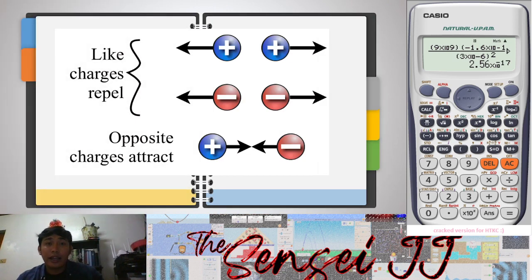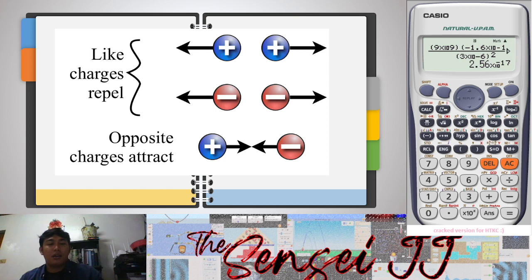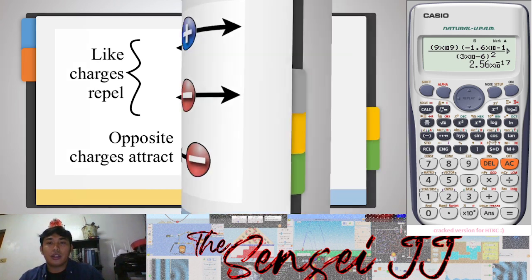Okay, so like charges repel while opposite charges attract. That's why we have negative force if there will be an attraction. So hindi pwedeng magkaroon ng attraction kapag positive yung ating force. Like charges repel, opposite charges attract. So positive and positive, they will be moving out. Negative and negative, they will also be moving out, but positive and negative charges will be attracted to each other. I hope you get what I'm saying in here.